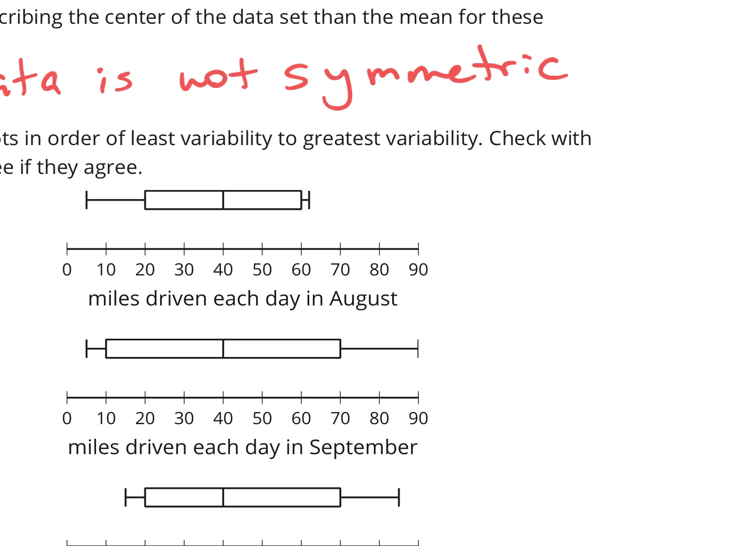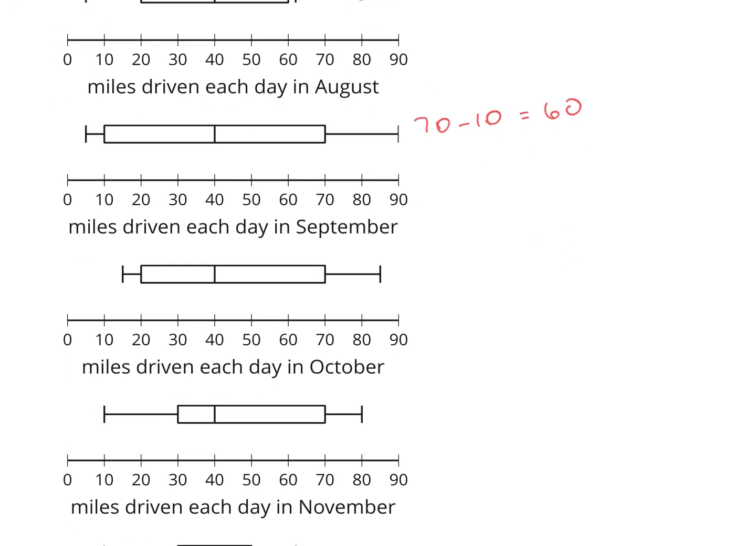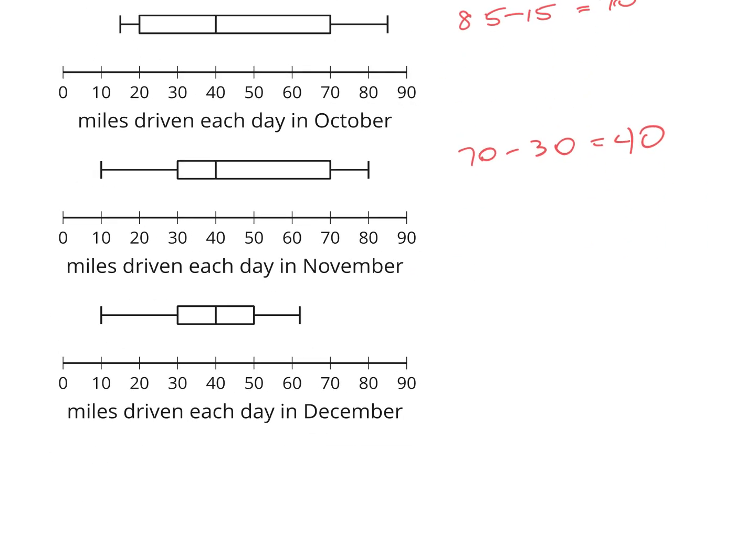So for the first one, we have 60 minus 20, which is 40. For the second one, we have 70 minus 10, which is 60. For the next one, it looks like it's about 85 minus 15, which is 70. And then we have 70 minus 30, which is 40. And then the last one, we have 50 minus 30, which is 20.